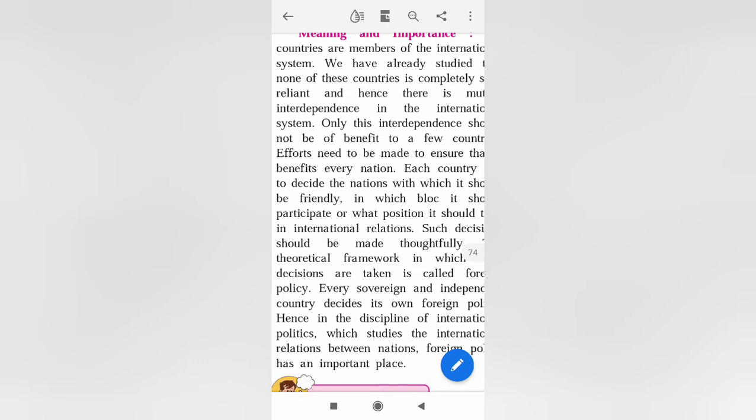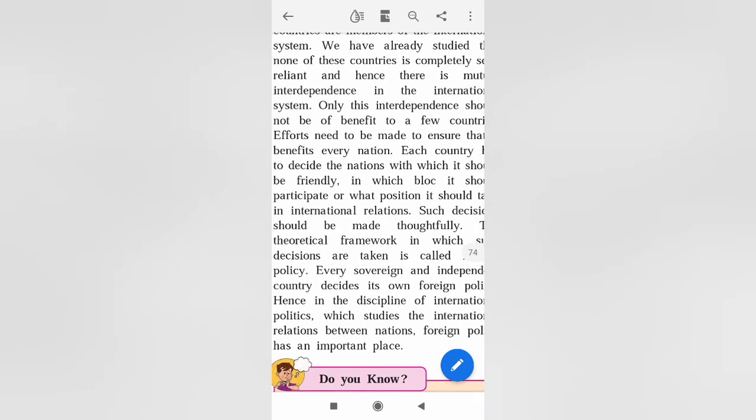Now you'll find there are certain countries that decide which nation it should be friendly with, in which bloc it should participate, and what position it should take in international relations. Such decisions should be thought through, and decisions which are thoughtfully made or taken are called foreign policy. And every sovereign, independent nation decides its own foreign policy.